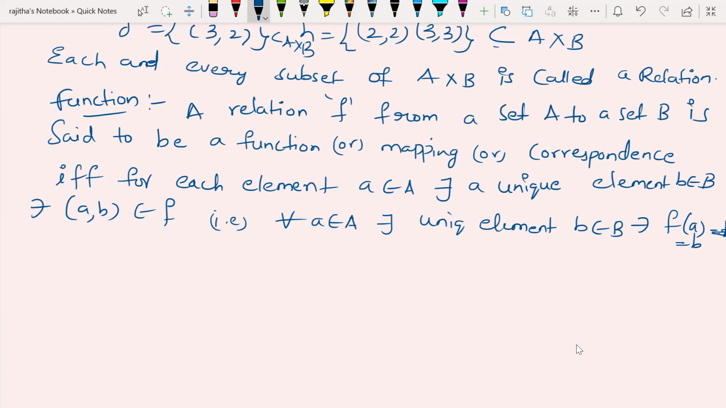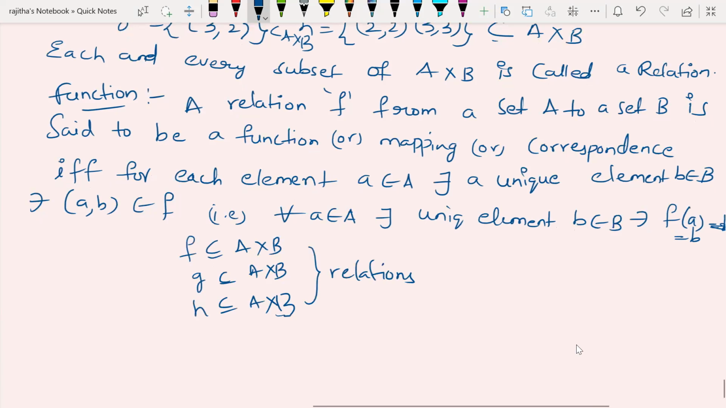Generally, relations are denoted by S, F, G, H and so on. Any subset of a Cartesian product is called a relation. Let F, G, H and so on be subsets of A cross B, or relations of A cross B. Then F is a subset of A cross B, G is a subset of A cross B, H is a subset of A cross B. This is nothing but relations.